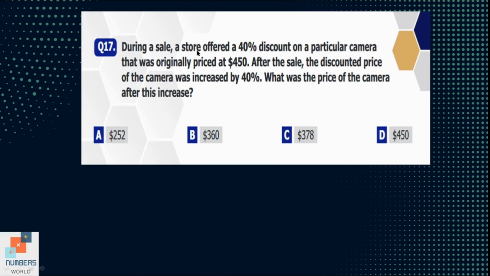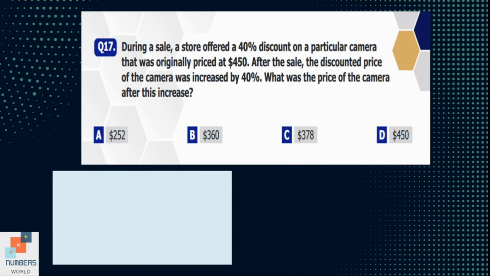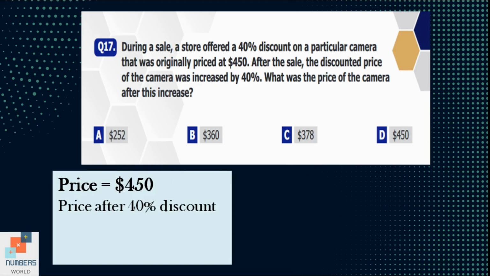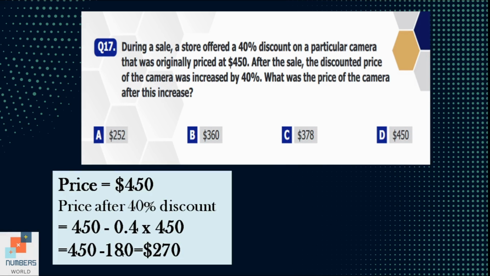Question number 17. During a sale, a store offered a 40% discount on a particular camera that was originally priced at $450. After the sale, the discounted price of the camera was increased by 40%. What was the price of the camera after this increase? We know the original price of the camera is $450. To find the price after the 40% discount, we will calculate 40% of 450, which can be written as 0.4 multiplied by 450. That is equal to 180. We will subtract it out of the total amount. The remaining amount is $270.